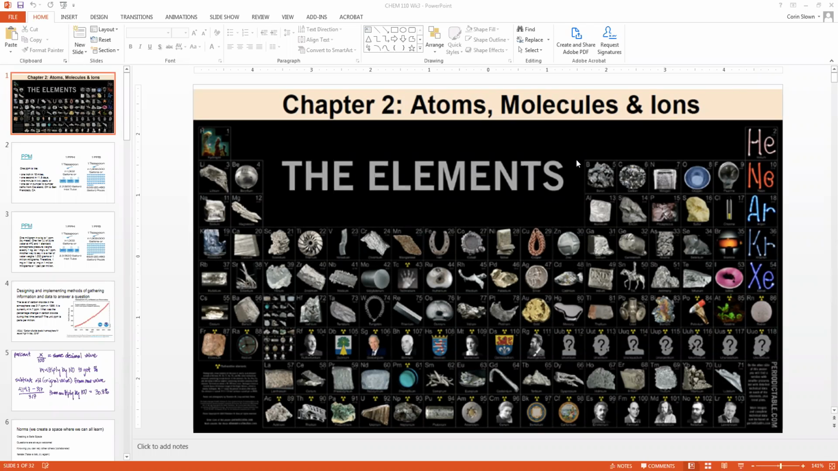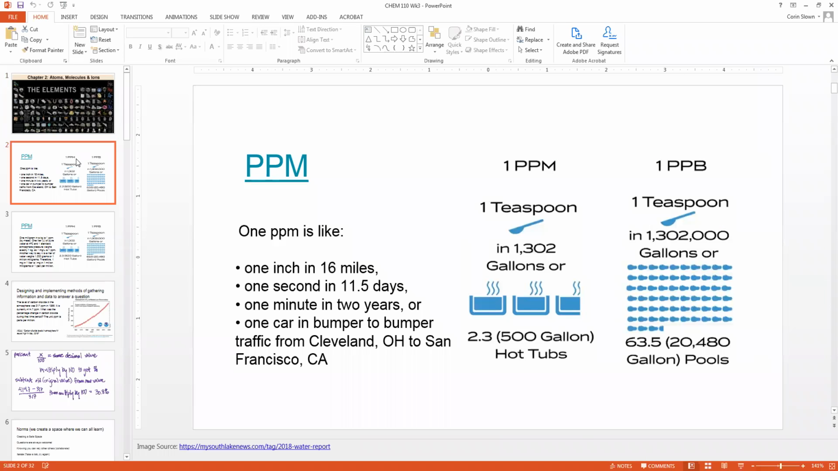So the first thing that we're going to review is this unit, parts per million. 1 part per million is like 1 inch in 16 miles, or 1 second in 11.5 days, or 1 minute in 2 years, or 1 car in bumper-to-bumper traffic from Cleveland, Ohio to San Francisco, California. Visually, it helps to imagine what that would look like. 1 part per million is 1 teaspoon in 1,302 gallons, or 2.3 500-gallon hot tubs.